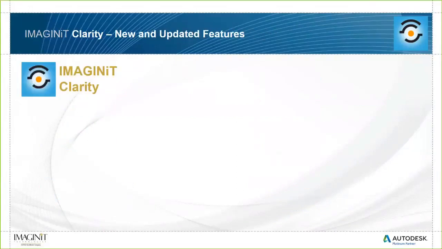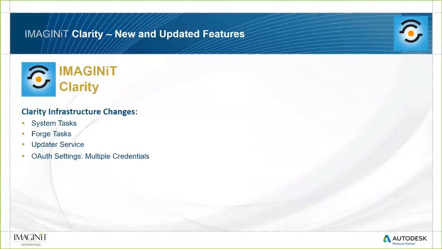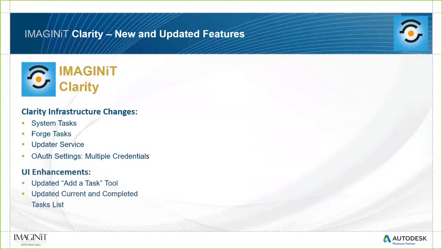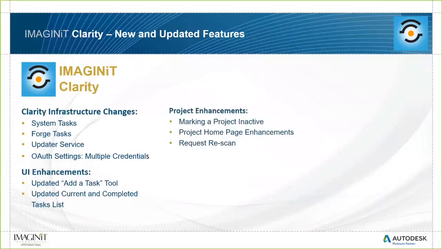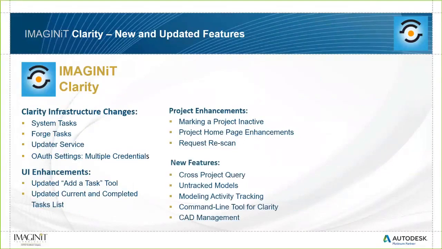So these are some of the new features that we've introduced in this version of Clarity. We have some infrastructure changes to the system tasks, Forge tasks, and updated service OAuth settings for multiple credentials. User interface enhancements: we've updated our task tool and made it easier to manage current and completed tasks. We have project enhancements: we can make our projects inactive and easily rescan the data within them. I'm going to cover all these features individually here.